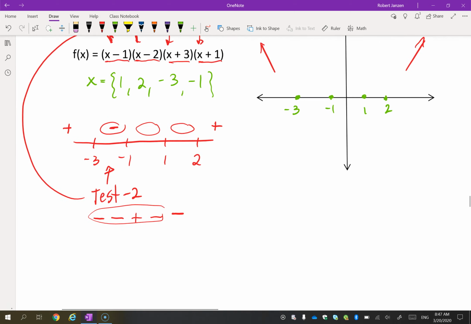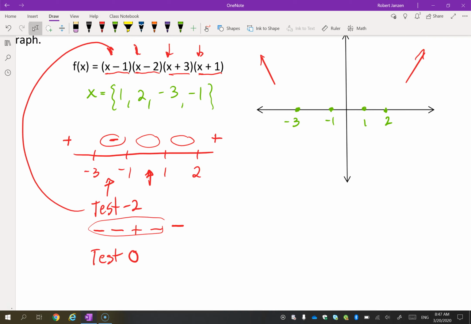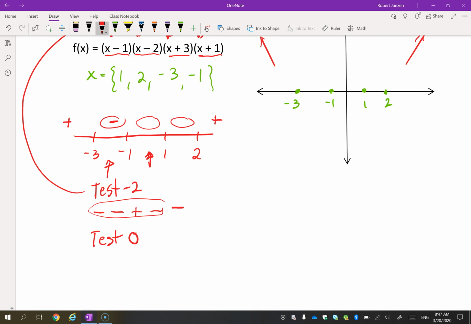Okay? Let's test the next interval. If I want to test here, I'm going to test the value of 0. Placing it into each of these factors, I'm going to get negative, negative, positive, positive. If I multiply that all together, it is positive. So the interval here is positive. And you can see they're alternating: positive, negative, positive, negative, positive. That's usually the case. We'll talk about the exception later.